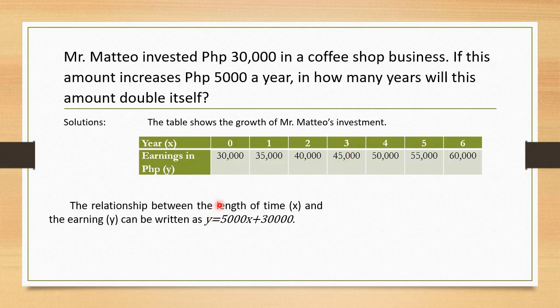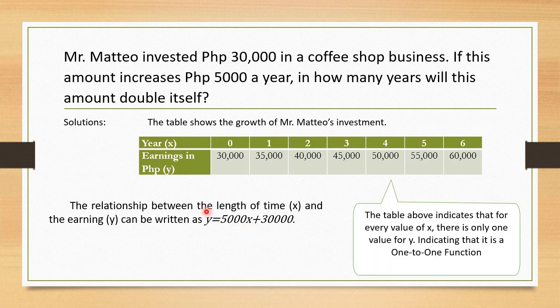So the relationship between the length of time x and the earning y can be described as y is equal to 5,000x plus 30,000, wherein 30,000 is the initial investment or amount of Mr. Mateo, while 5,000x represents the amount added to the initial investment for each year. So the table above shows a one-to-one correspondence.